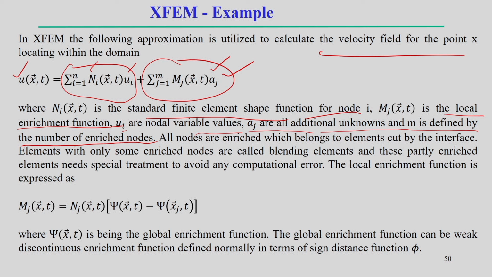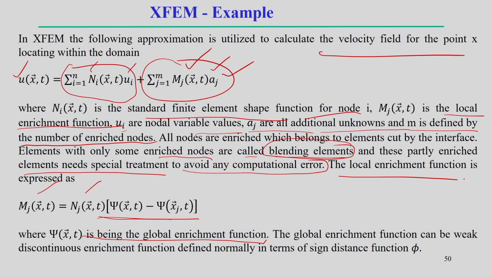That we will see later on, but elements with only some enriched nodes are called blending elements. So, elements having enriched nodes are called blending elements, and these partly enriched elements need special treatment to avoid any computational error. The local enrichment function can also be expressed in terms of the shape function, and this psi is the global enrichment function; in terms of the global enrichment function we can write the local enrichment function. The global enrichment function for weak discontinuities is defined normally in terms of the signed distance function phi.